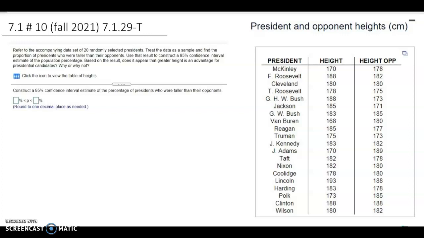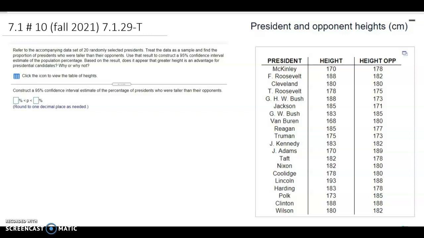Treat the data as a sample and find the proportion of presidents who were taller than their opponents. Use that result to construct a 95% confidence interval estimate of the population percentage. Based on the result, does it appear that a greater height is an advantage for presidential candidates?